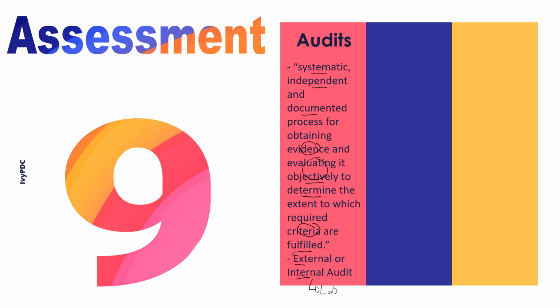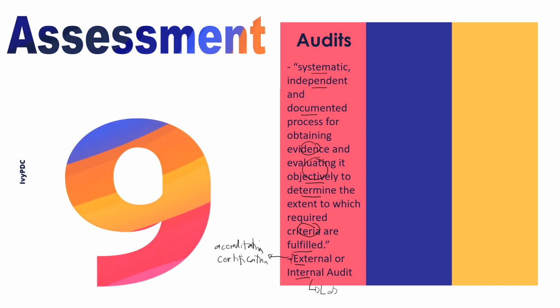An external audit, on the other hand, is done by agencies that are from outside the laboratory. That's why it's called external. And usually, an external audit is made so that a laboratory can get accreditation, or maybe when the laboratory needs certification, or when there's a need for a license to operate. So those are two different audits.